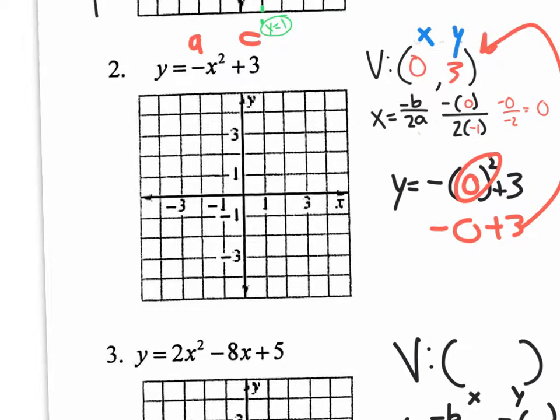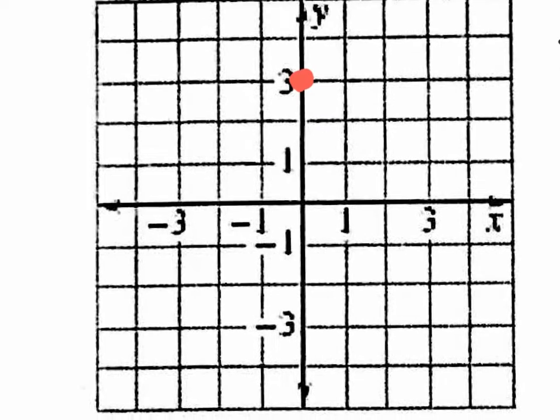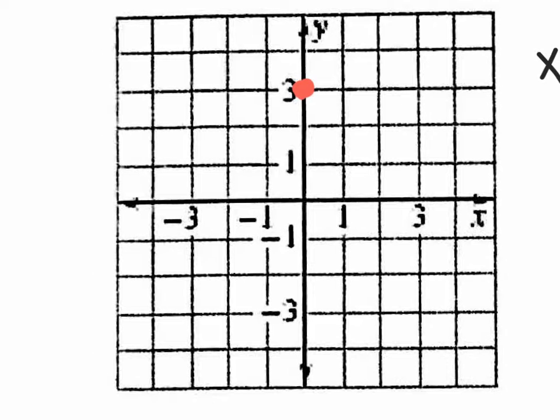Let's graph it. 0, 3. 0 on the x, 3 on the y. There it is. That is the most important point. If you wanted to, you could draw an axis of symmetry right through it. It's kind of unnecessary because it's pretty clear that it's the y-axis itself. I want to draw it anyway.